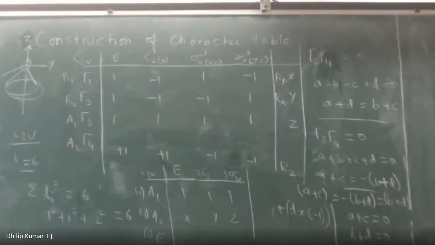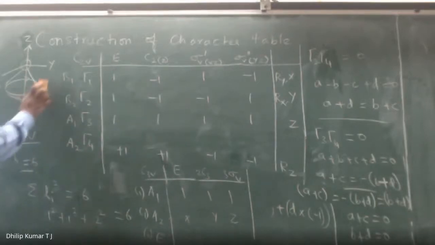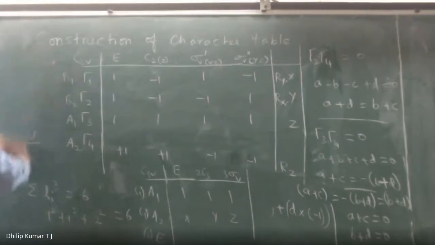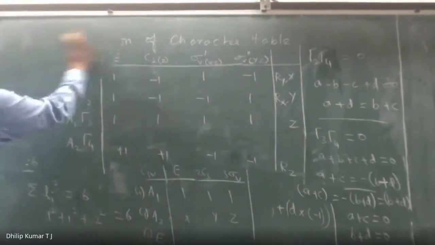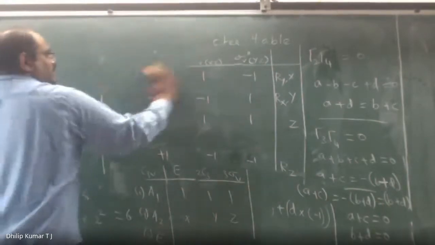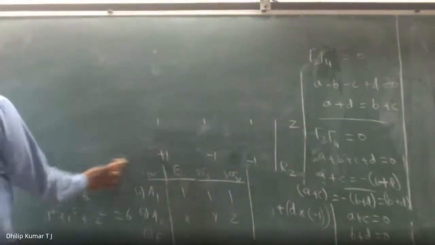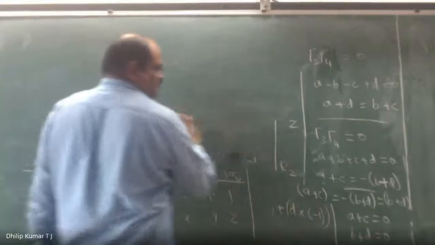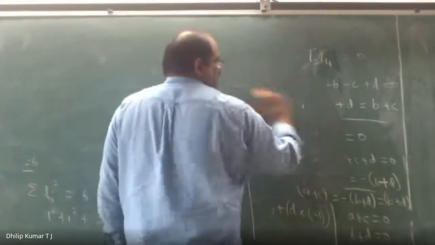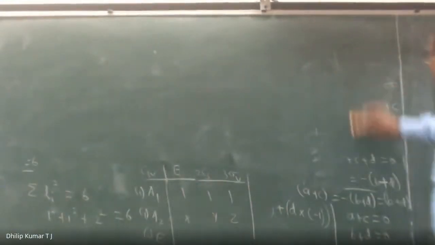So this is all about constructing the character table. Any point group given, you can construct it with the existing knowledge, with whatever you have learned in the last 10, 11 classes. You can try. Okay, so now let's go to the next part.